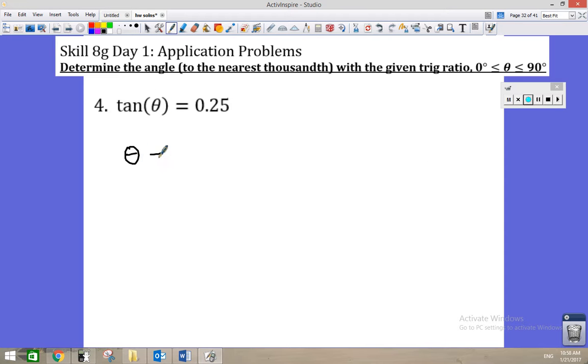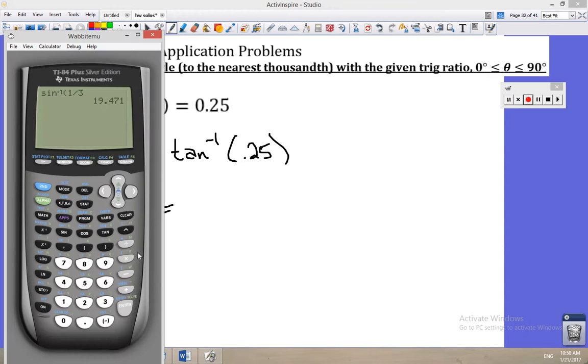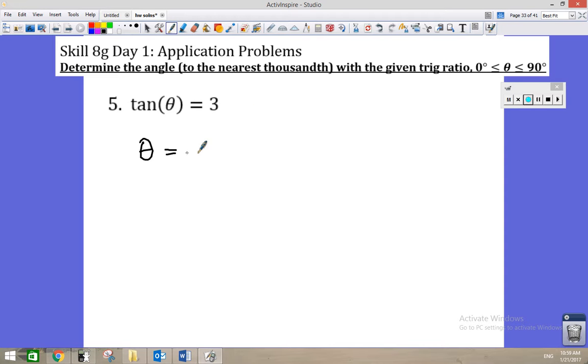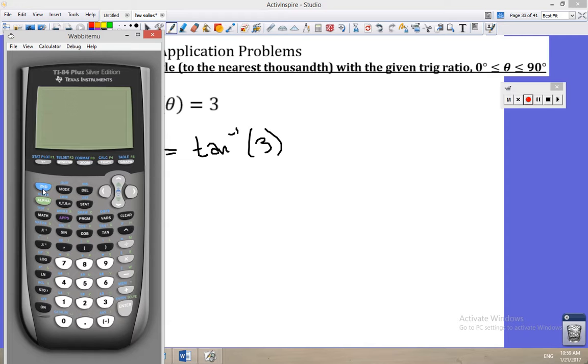So I don't necessarily have to keep drawing the right triangle. Since we've done it for the first 3, you kind of get the idea, hopefully. And if I take the inverse tangent of 0.25, I'm getting 14.036 degrees. The inverse tangent of 3, I'm getting 71.565 degrees.